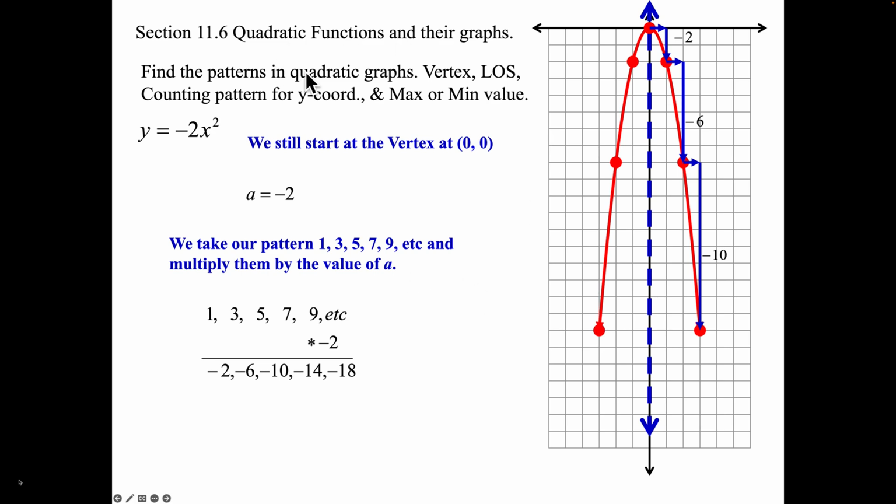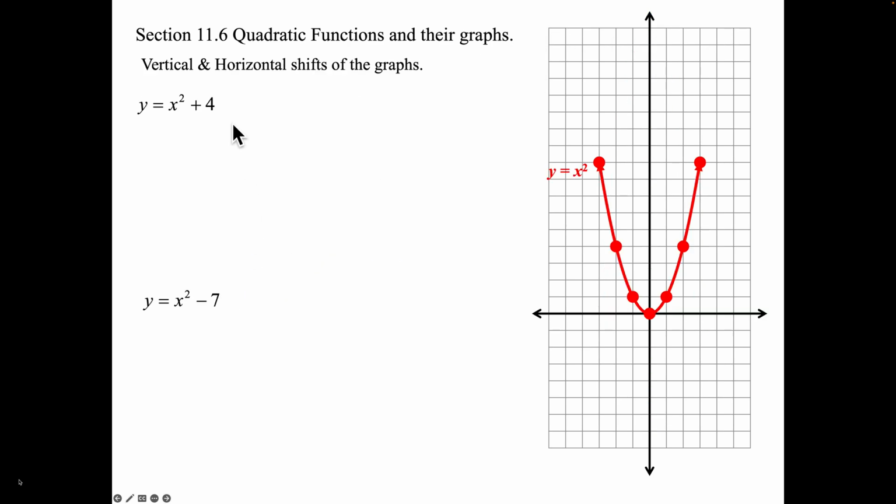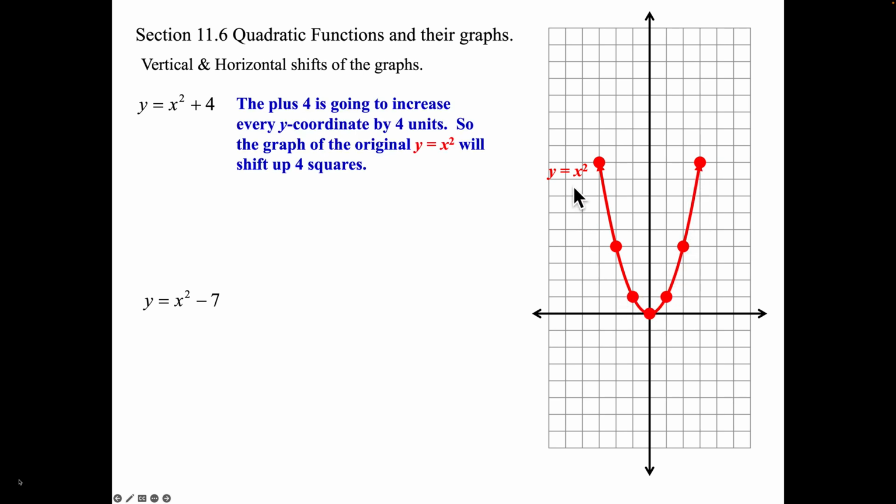All right, now the next thing we're going to work on is how can I tell what happens if my vertex does not start at 0, 0. So that means we're now going to move left, right, up, and down. So if I take my x squared and I add a 4, this is what I envision happening. All my y coordinates get 4 bigger. So if this was my y equals x squared, all those points have to shift up 4 squares. And there's my graph. Now, I'm not going to draw this graph just to graph this graph.